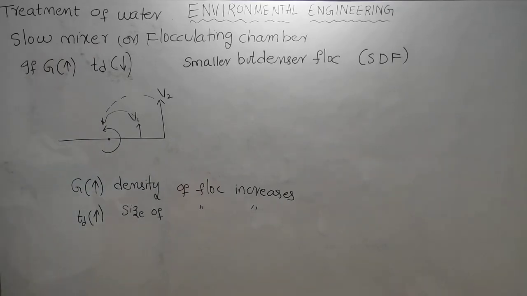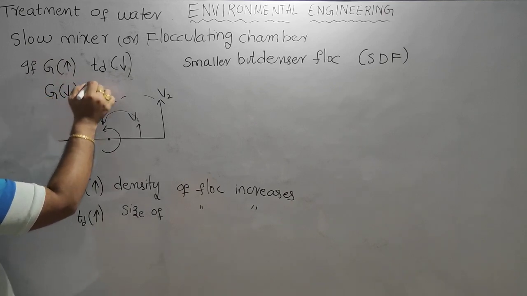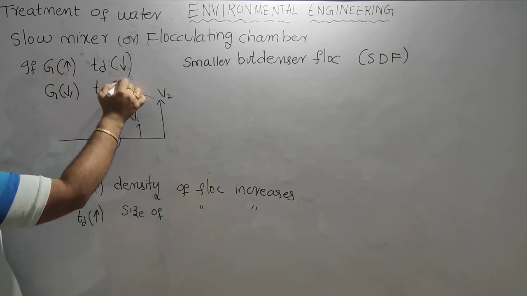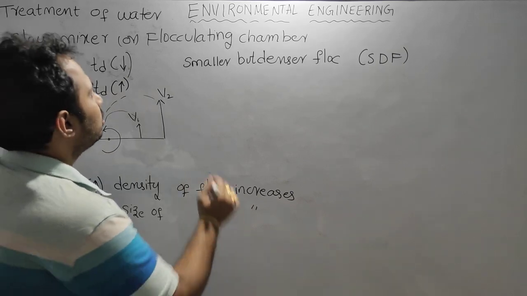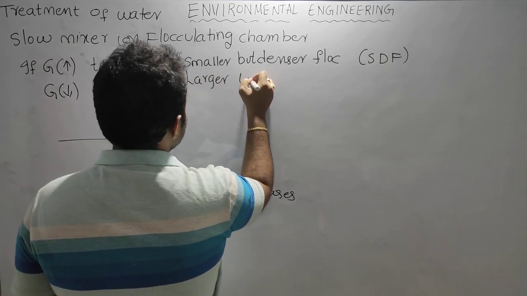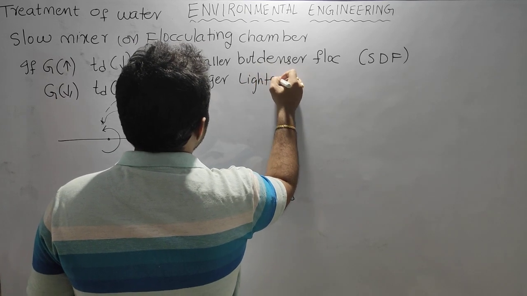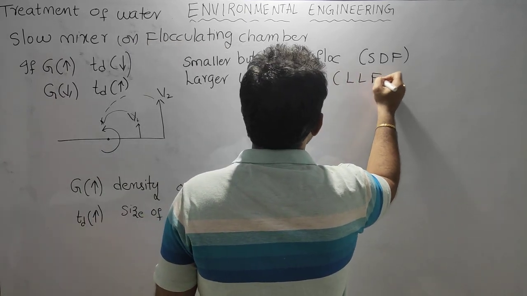And now when G is decreased and time is increased, then a larger, lighter flock will form.